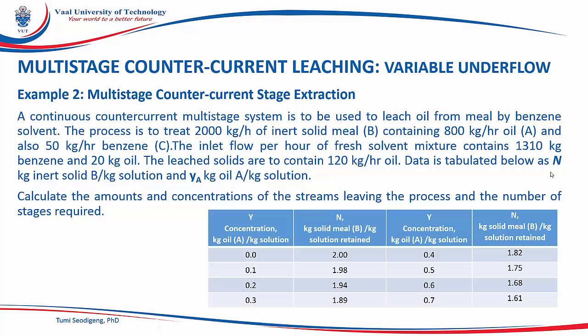The process is to treat 2000 kg per hour of inert solid meal, which is the solid B, containing 800 kg per hour of oil, which is the solute A, and it also contains 50 kg per hour of benzene, which is the solvent C. The inlet flow rate per hour of fresh solvent mixture contains 1310 kg per hour of benzene and 20 kg per hour of oil. The leached solids are to contain 120 kg per hour of oil.